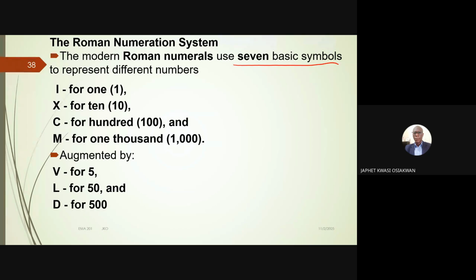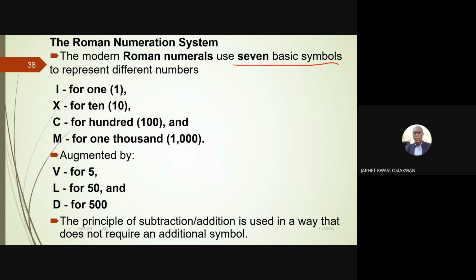So we have I for 1, X for 10, C for 100, and then M for 1,000. And this is supplemented by 3 others: V for 5, L for 50, and then D for 500. Now, they use the principle of subtraction and addition to write their numerals. So let's see how we use the subtractive principle and the additive principle.